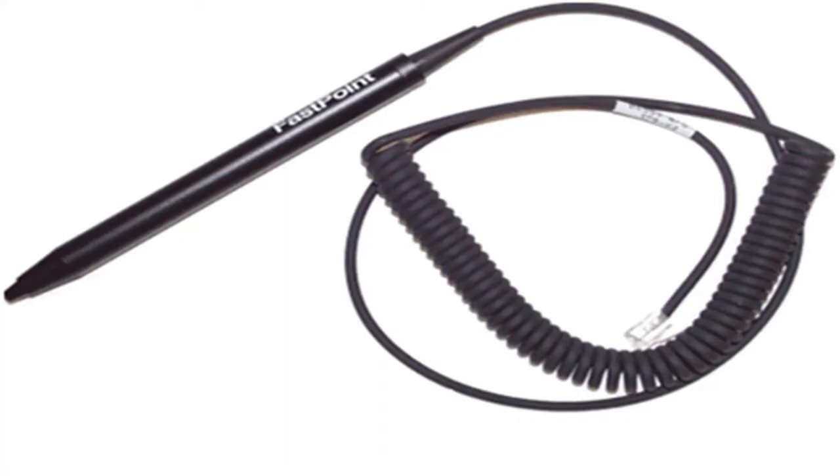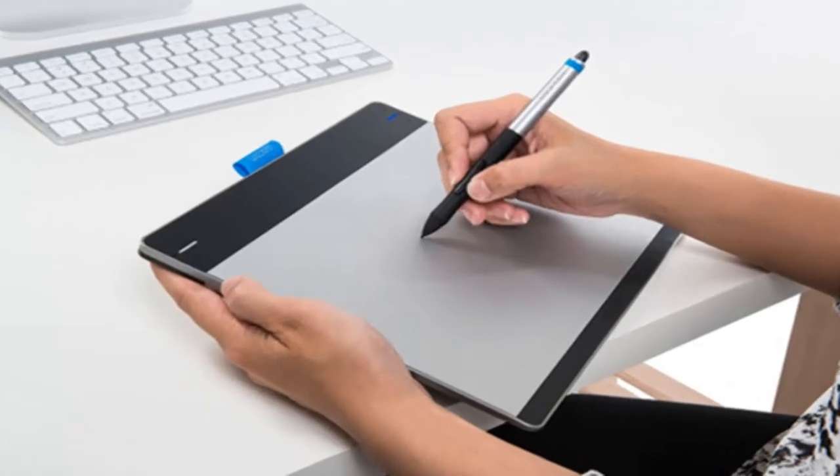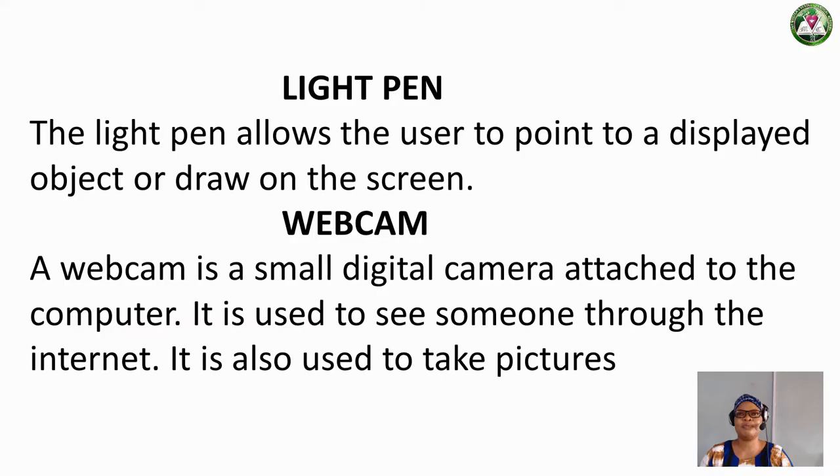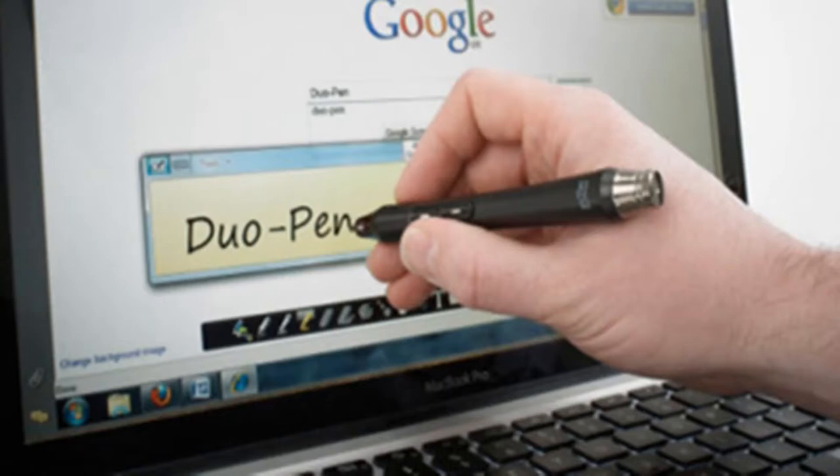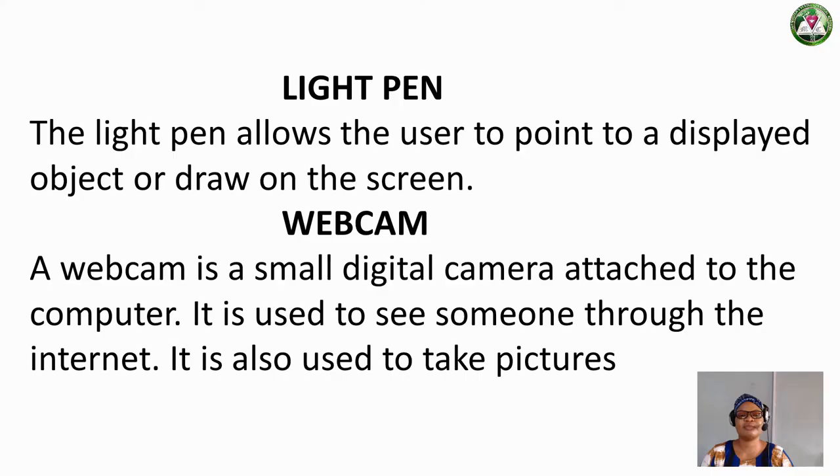The next one is light pen. The light pen allows the user to point to a displayed object or draw on the screen. The light pen looks like an ordinary pen, but it is an electronic pen used for drawing.